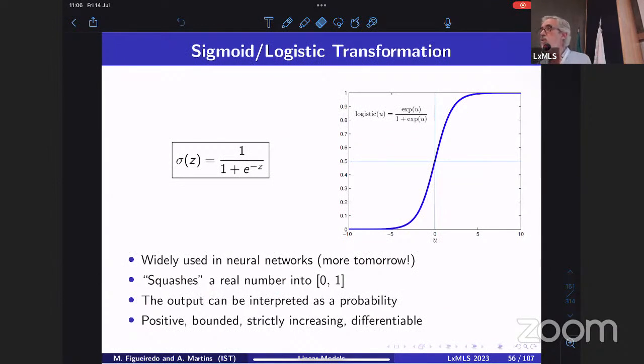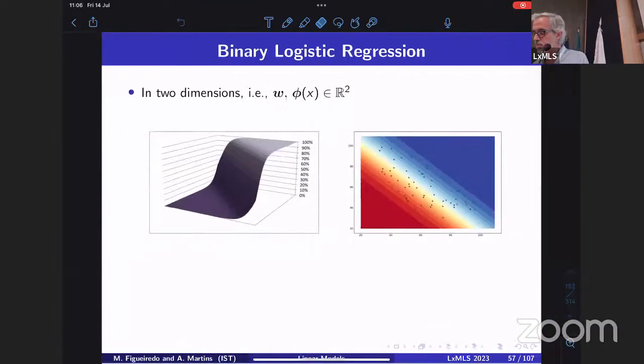It's widely used in neural networks. You'll see a lot of it tomorrow. Essentially, it squashes a real number into 0, 1. It takes a score, which is an arbitrary number, into 0, 1, so it becomes interpretable as a probability. It is positive, bounded above and below by 1 and 0, and strictly increasing, so if you compute the derivative it is strictly larger than zero everywhere. And it's differentiable, of course, since it's a quotient of exponentials. So it's all good. It's a really nice and benign function that's easy to deal with.